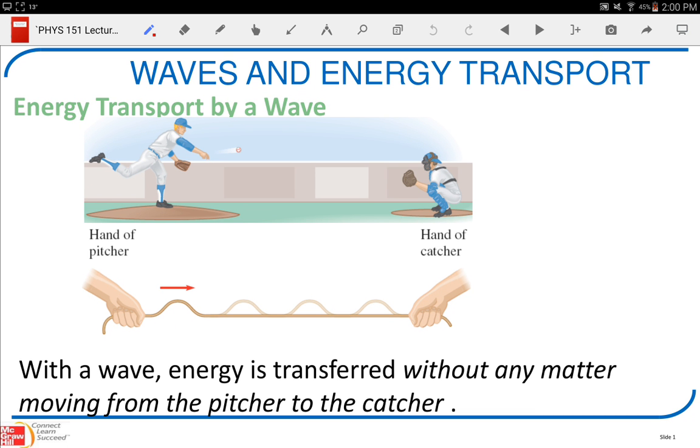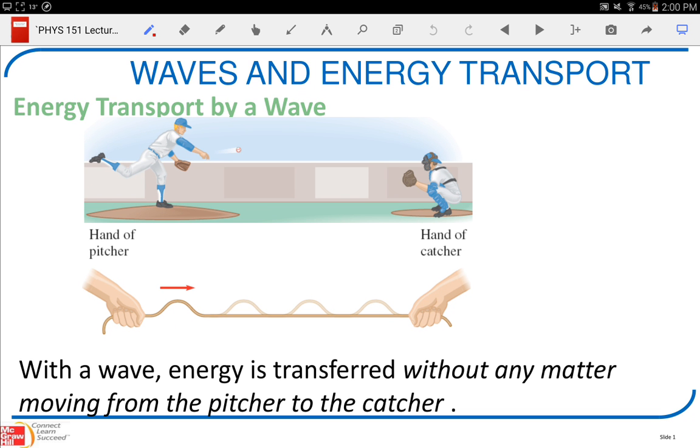So, starting off, waves and energy transport. A wave is an oscillation that transports energy. It doesn't move something from point A to point B, but it moves energy from point A to point B.